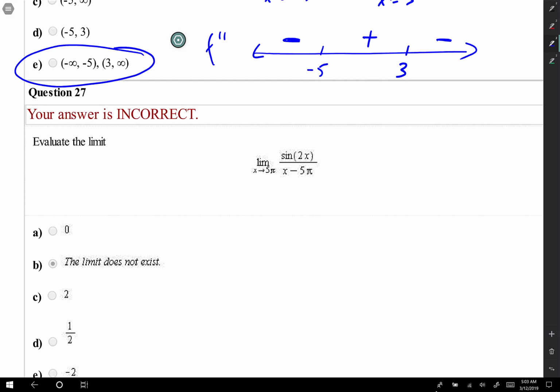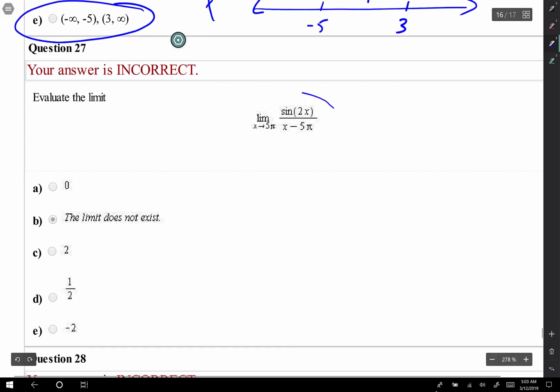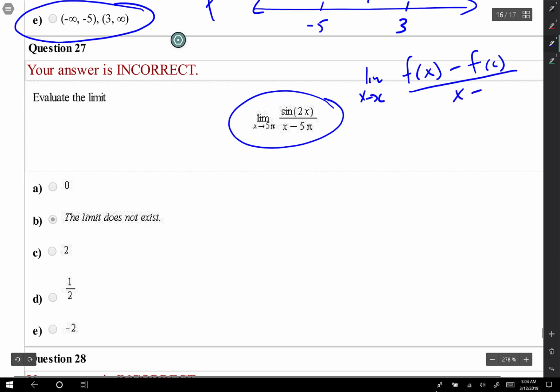Evaluate this limit. Let's see. I don't know if you guys recognize this, but this is also the definition of a derivative if you pay real close attention to it. I know you can do L'Hopital's rule, and we haven't covered it yet, but it looks to me like the limit as x approaches c of f of x minus f of c, all over x minus c. This is the alternate form, guys.